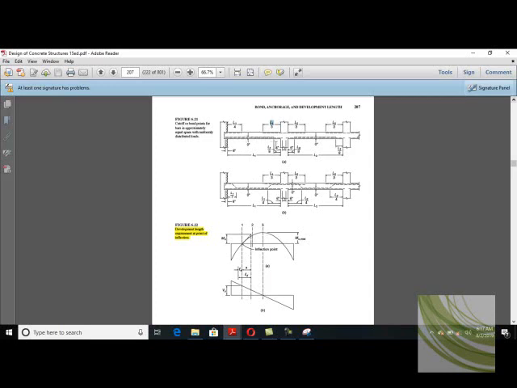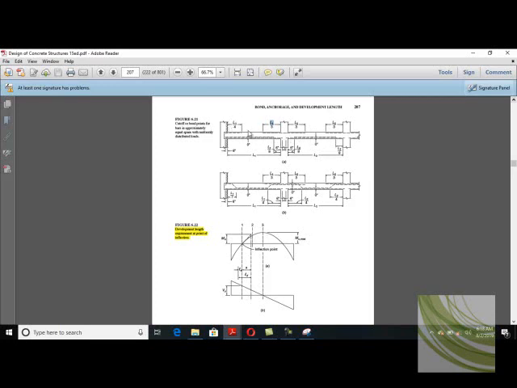Regarding these coefficients, there are some restrictions of ACI, that these spans must be uniform. This span length must be equal to this. I think there is a 10%, 15% difference in the loading as well as in the span lengths that is allowed. So ACI allows you. Otherwise, ACI does not allow you. And these beams must be subjected to UDLs, not point loads. So if these beams are subjected to UDL and these spans are uniform, you can use these coefficients.